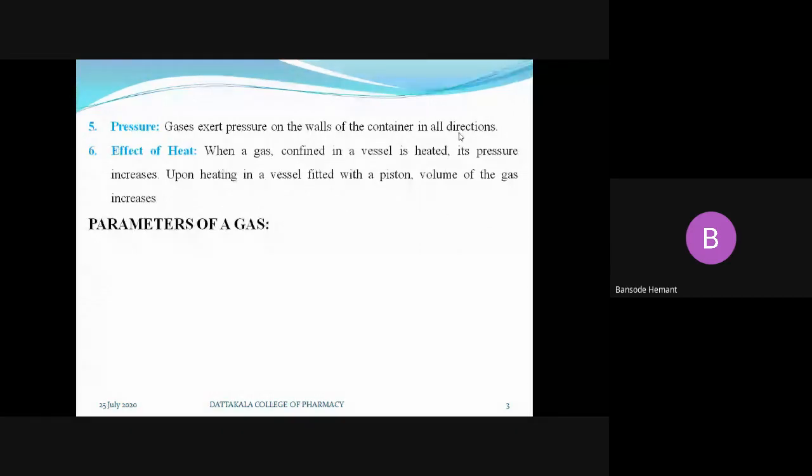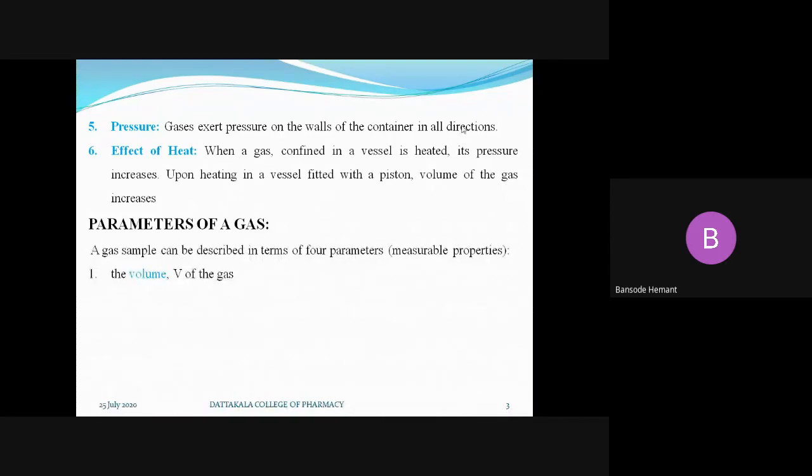Just as we measure the parameters of other substances, that is solids, it's a weight, it's a volume, okay, it's a surface area. So which parameters can we measure about the gas? The first parameter we can measure about the gas is none other than the volume.